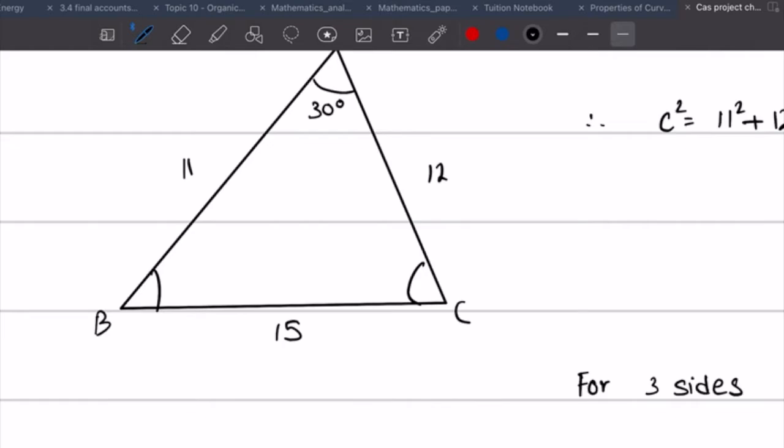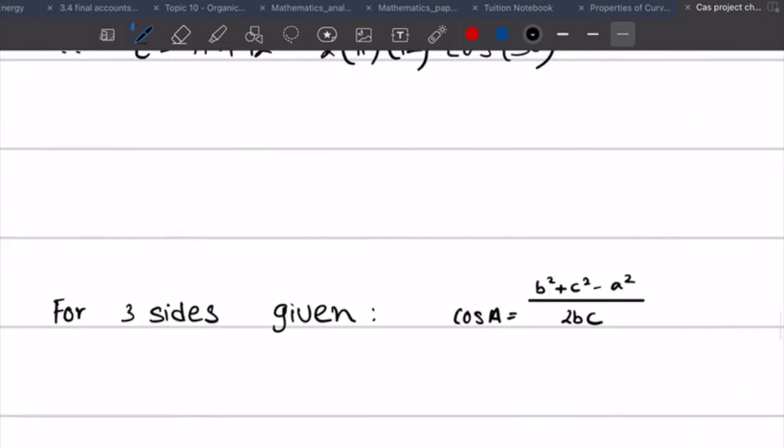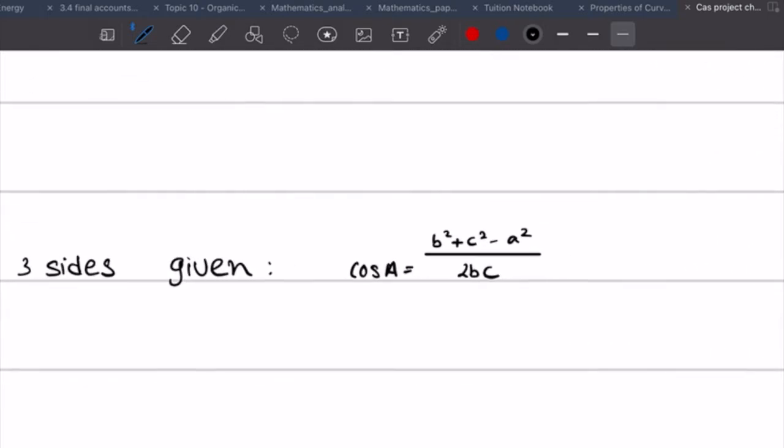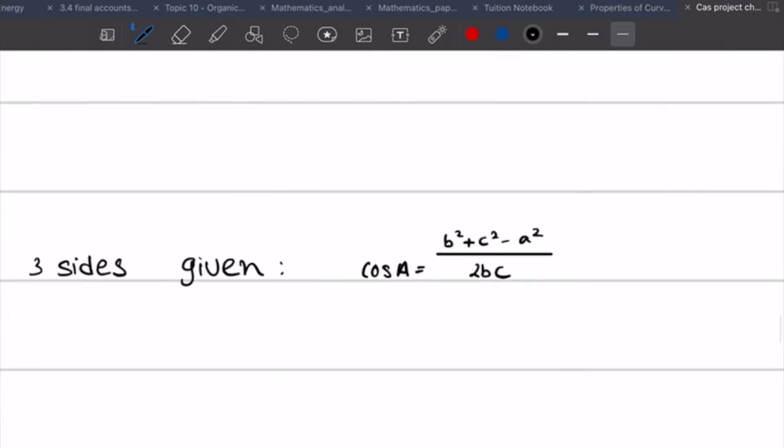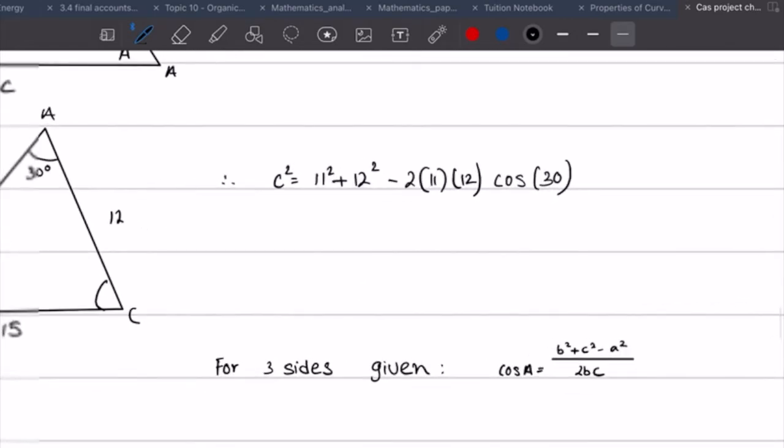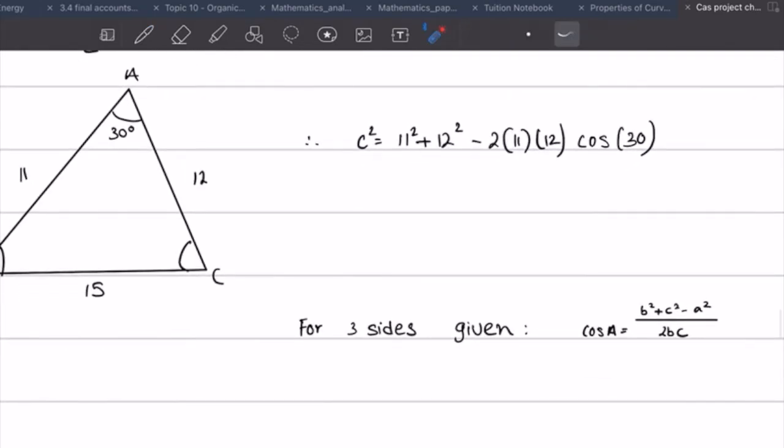is, when we have three sides and no angles, we can rearrange the cosine law formula and say that the cosine of the angle is equal to b squared plus 15 squared minus a squared, all over 2 times b times c. 2 times 12 times 15 would give us one of the angles.